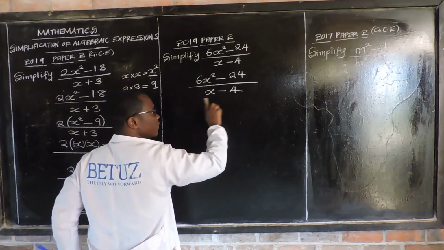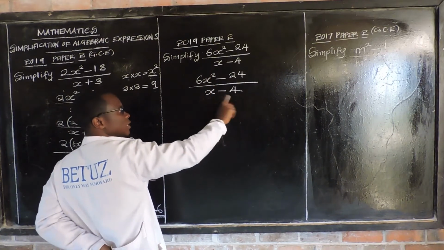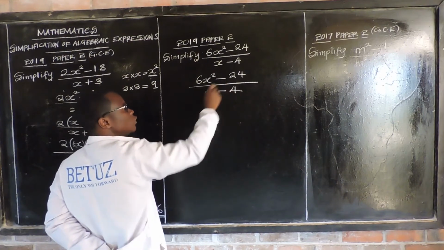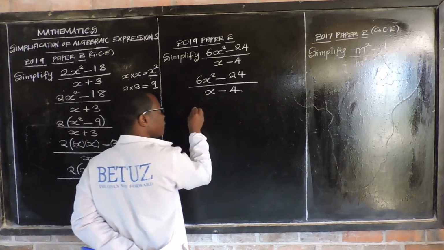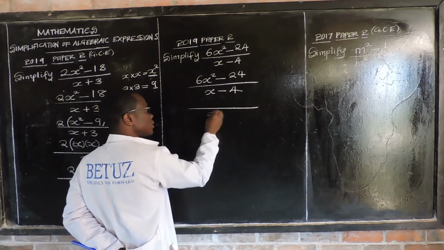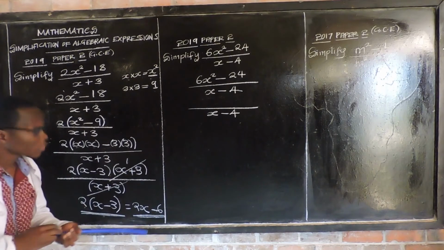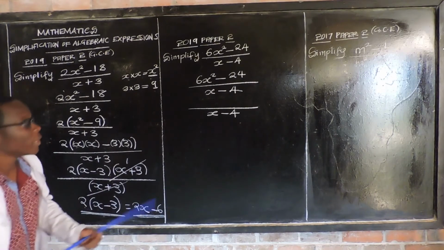This one has been simplified. We cannot simplify it any more than this. But we can simplify this one. So let us simplify our numerator by factorizing first. So we maintain our denominator x minus 4. So we are going to factorize our numerator.